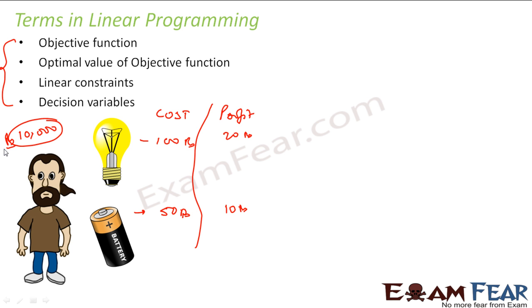Now this guy is ready to invest 10,000 rupees, and in his store he can store only 100 pieces of stuff, because both the battery and bulb consume space, and he has storage of only 100 pieces. That's all he can store. The assumption is that whatever battery or bulb he buys, the demand is so high that he'll sell everything he buys, and he wants to maximize the profit, because every shopkeeper wants to maximize profit.